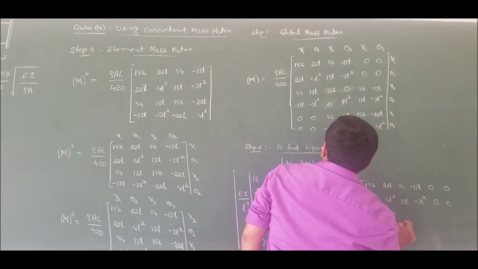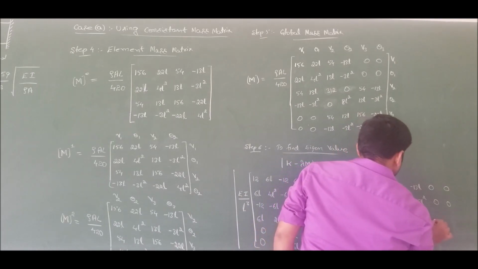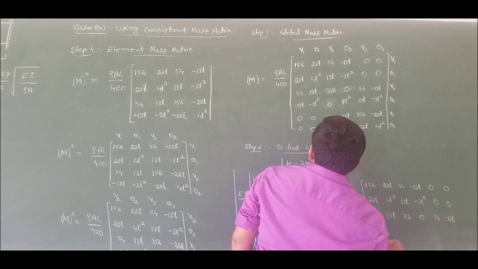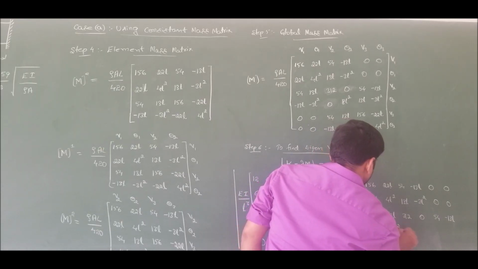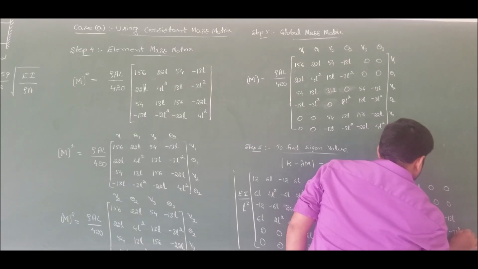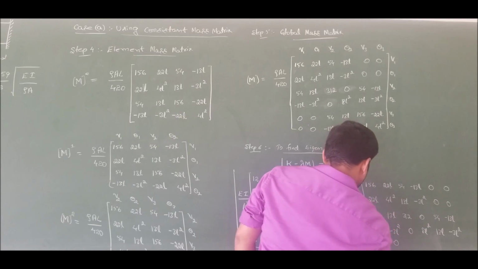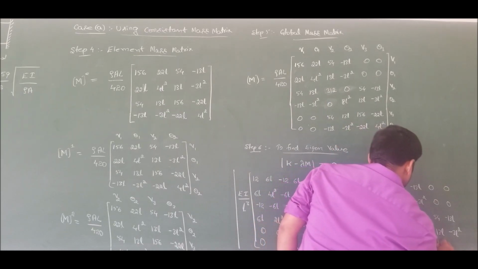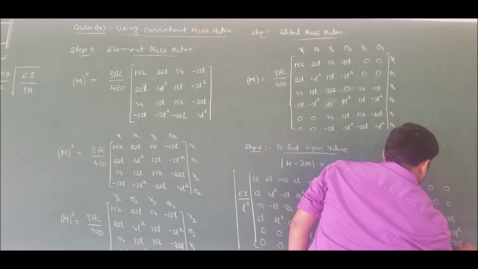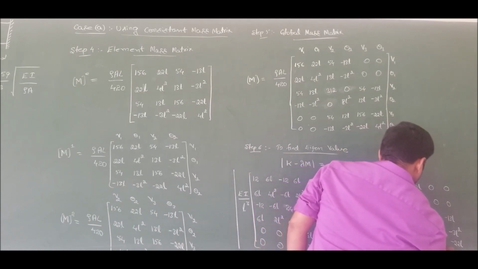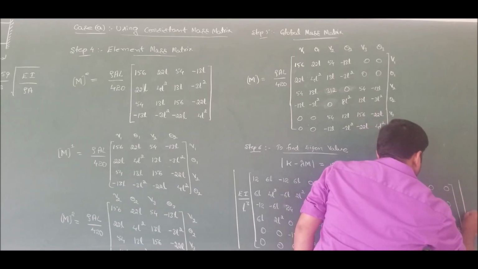54, 13L, 312, 0, 54, minus 13L, minus 13L, minus 3L square, 0, 8L square, 13L, minus 3L square, 0, 54, 13L, 156, minus 22L, minus 13L, minus 3L square, minus 22L and 4L square. This determinant must be equal to 0.